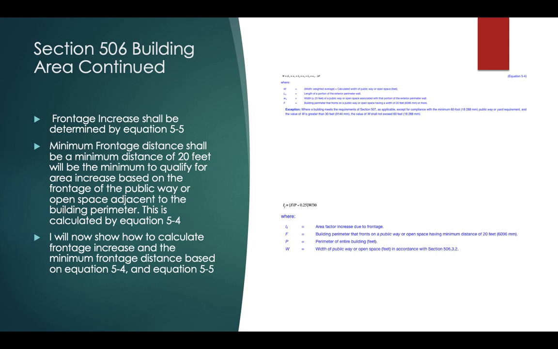So this is the same thing continued. Frontage increase shall be determined by equation 5-5 as we see in the picture. Minimum frontage distance shall be a minimum distance of 20 feet to qualify for area increase based on the frontage of the public way or open space adjacent to the building perimeter.